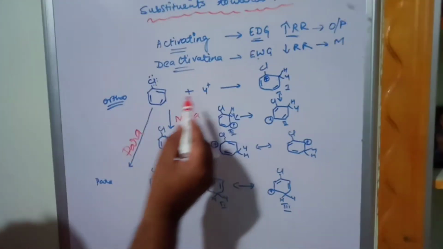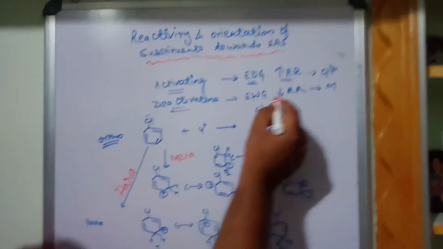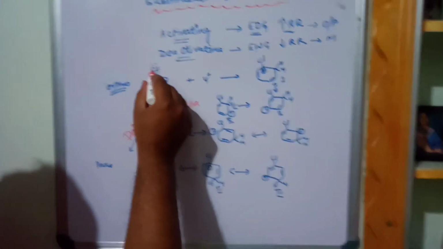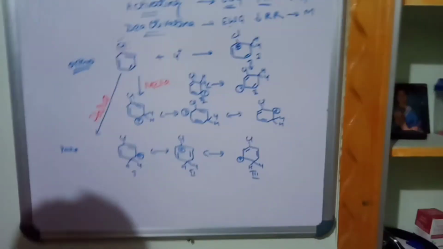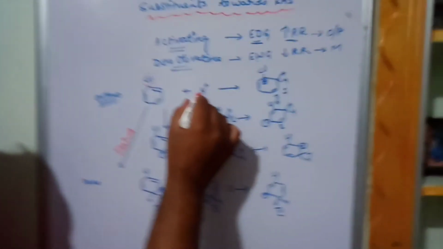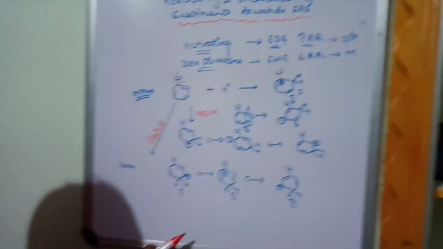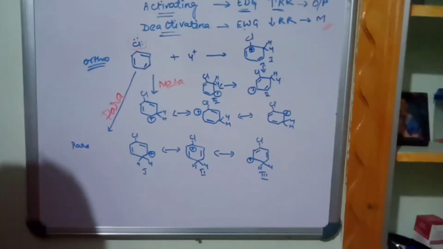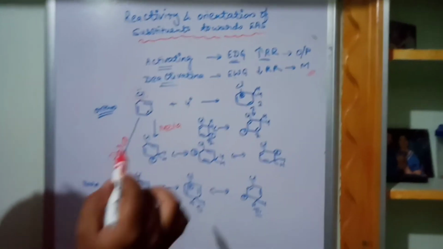So now let us discuss deactivating groups. What are these deactivating groups? We have already discussed electron withdrawing groups, which decrease the rate of reaction. I have taken one example, chlorine. Chlorine is a deactivating group. First we have to answer why it is a deactivating group. Why it will not attack at ortho and para? It is only a meta director. Why it is only a meta director, I will tell you. But first you see the ortho position as well as the meta and para, then we will understand the things.